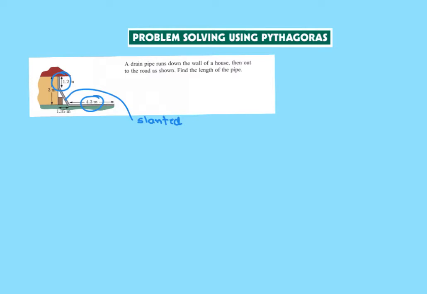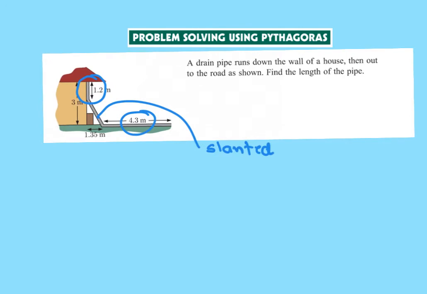And aren't we lucky? If I look at this picture closely, let me zoom in. Yes, I can. I can see that we have a right angle triangle, don't we? Because the wall is making a right angle with the ground. Now this is given as 1.2. We don't know this. This is given 4.3. This is given 1.35.